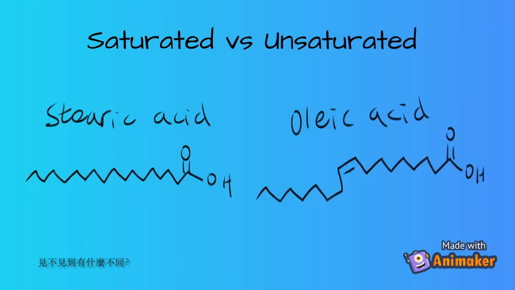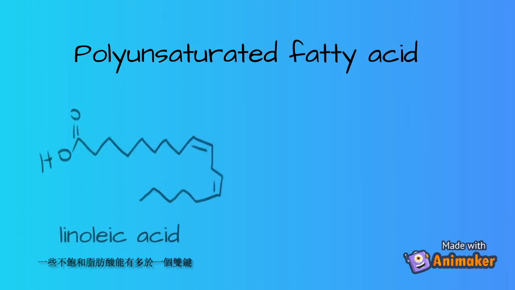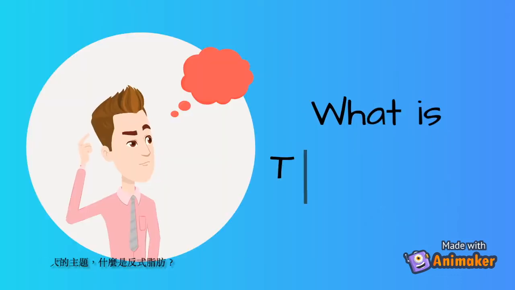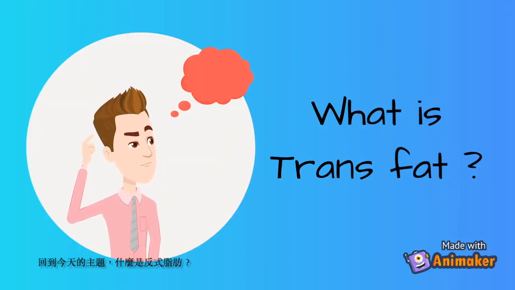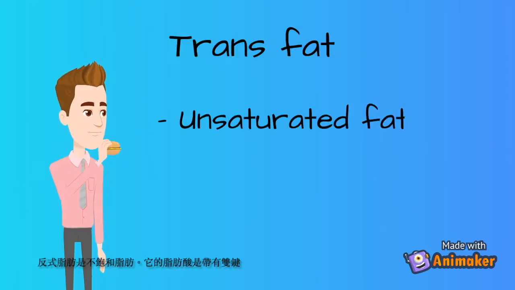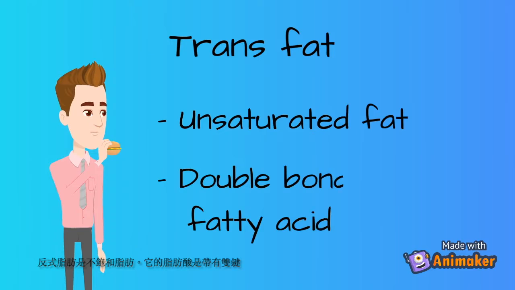Can you see the difference? This unsaturated fatty acid has a double bond, but the saturated fatty acid does not. Some unsaturated fatty acids may have more than one double bond and are called polyunsaturated fatty acids, such as linoleic acid and linolenic acid. So, going back to today's topic. What is trans fat? Trans fat is an unsaturated fat, which means its fatty acids contain a double bond.